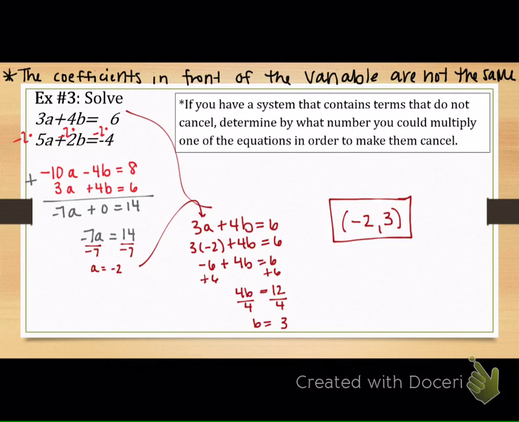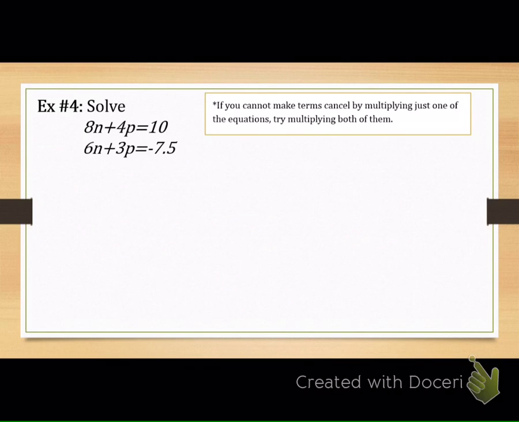All right, are there any questions on that before we move on? Okay, then the last one is the same kind of situation. If you cannot make terms cancel by multiplying just one of the equations, try multiplying both of them. So looking at the smaller number, is it easy to make 6 be 8? Is it easy for 3 to be 4? And you're not dividing ever, you're always multiplying. So please do not think about this as division.